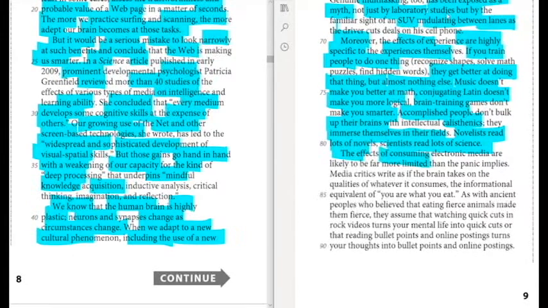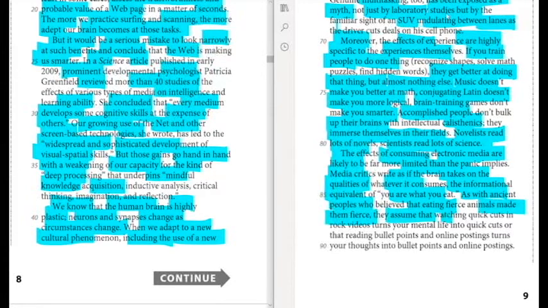The effects of consuming electronic media are likely to be far more limited. Media critics write as if the brain takes on the qualities of whatever it consumes, the informational equivalent of you are what you eat. As with ancient people who believed that eating fierce animals made them fierce, they assume that watching quick cuts in videos turns your mental life into quick cuts, or that reading bullet points and online postings turns your thoughts into bullet points and online postings.